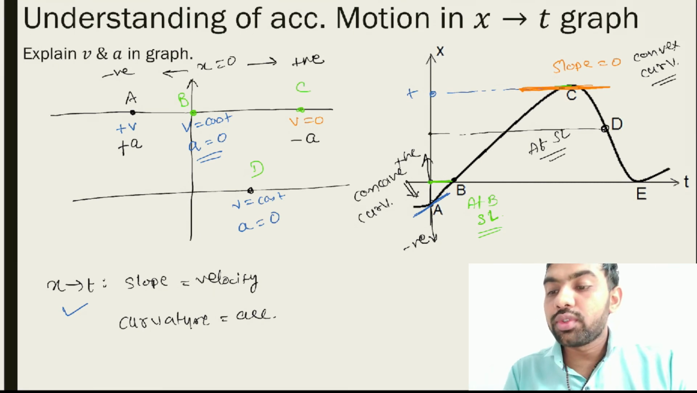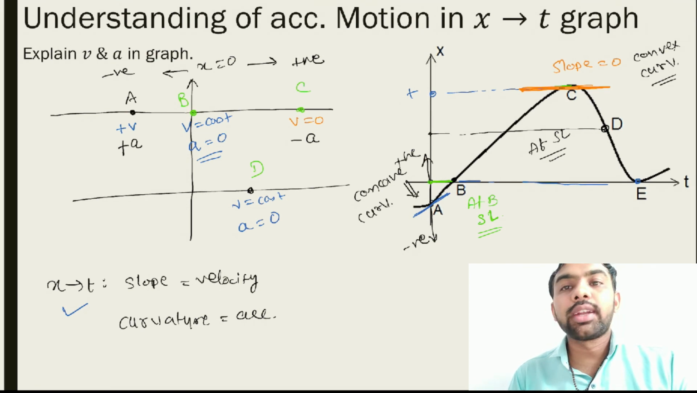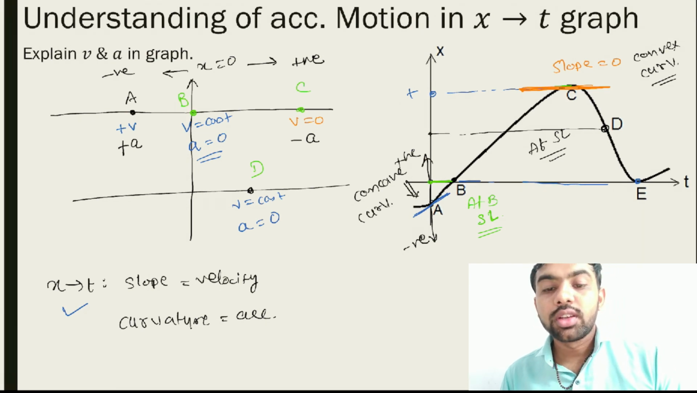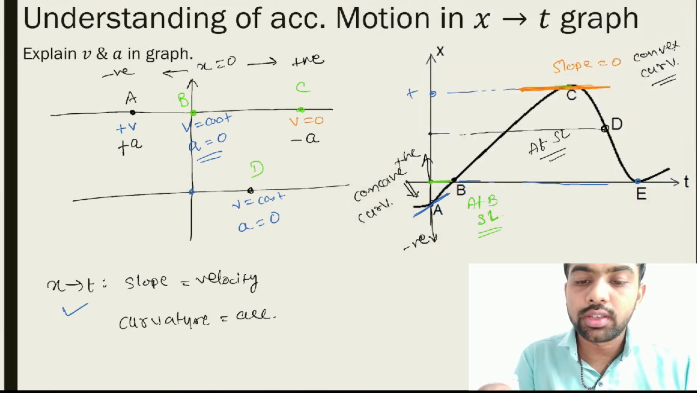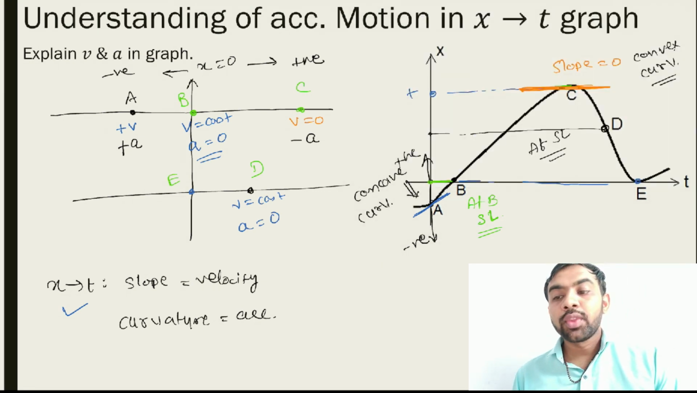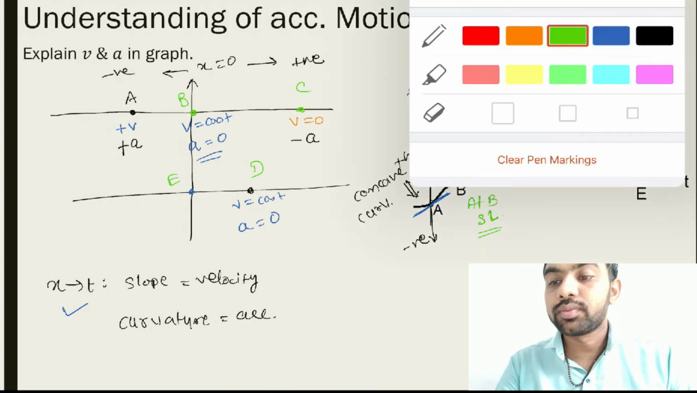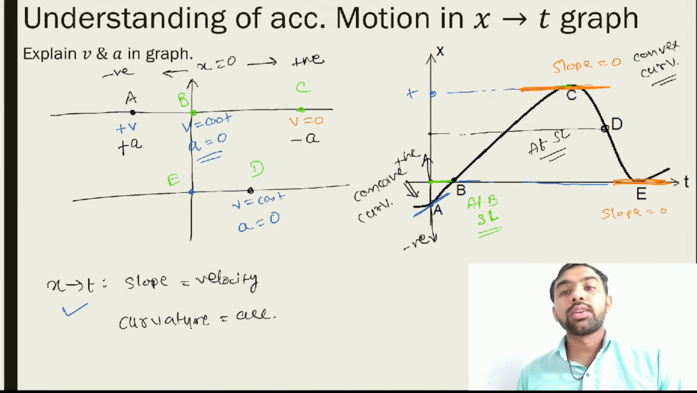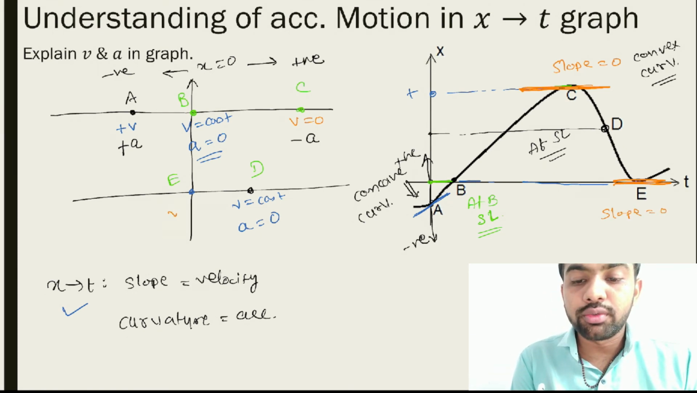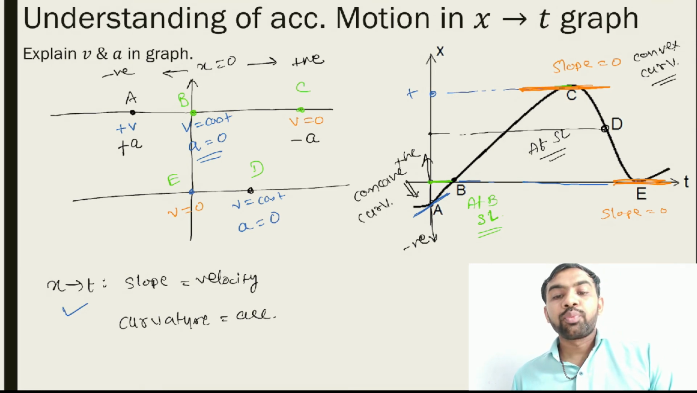And if you think about E, then displacement is 0. So here this is the representation of a point. E, displacement is 0. Now we draw the tangent. Again a horizontal line. So slope is equal to 0. Slope is 0 means velocity is equal to 0. Velocity 0 doesn't mean acceleration 0.